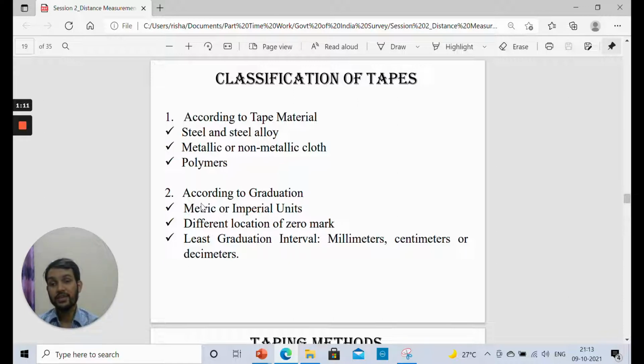Next one is based on the graduations. This is also important. The tape can be in metric graduations. Metric, I mean the units that the tape is displaying, or the distance which the tape is displaying, may be in meters, centimeters and millimeters. These are metric units, and it may be in imperial units, and most of the tapes are available in imperial units also, which display the distance to us in feet, inches. So these are the imperial units.